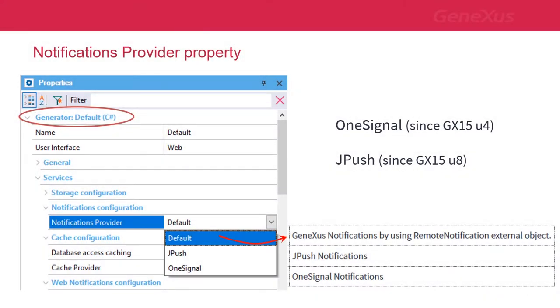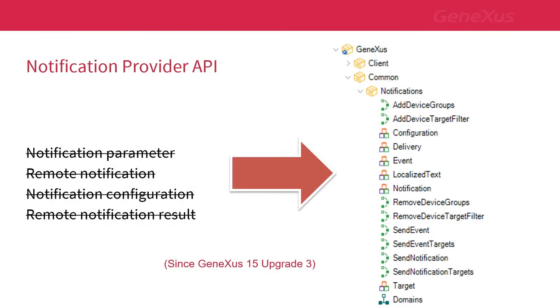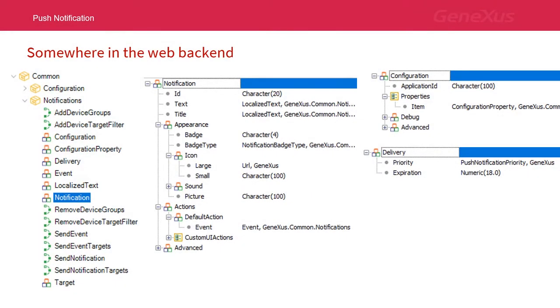For this, we have the property notification provider at the web generator level, allowing us to choose the external provider with which we will handle the notifications. When you choose one provider or another, several properties will be displayed for its configuration. Previously, we used several external objects to handle notifications. Now, we unify them into a single API called Notification Provider, which can be found in the module GeneXus Common Notifications. With this API, we can configure the notification using variables of SDT type and sending it from the web backend.